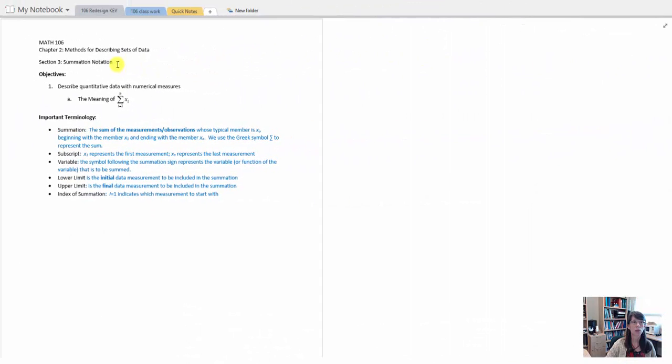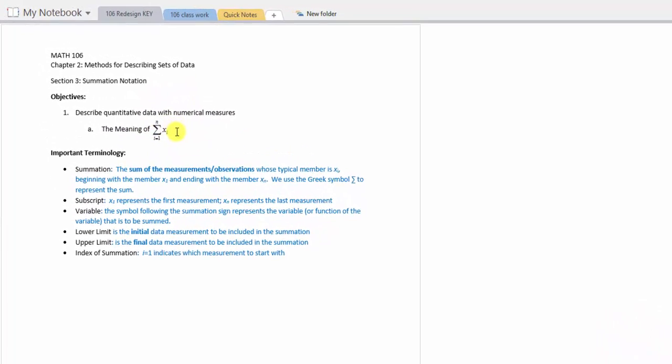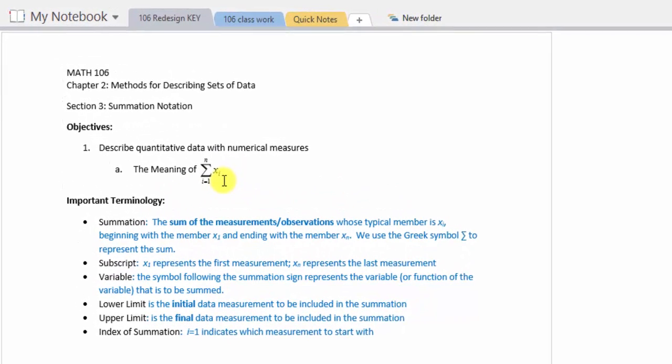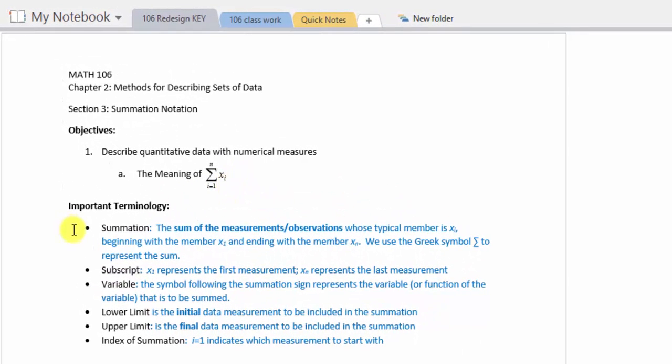This video will talk about summation notation. We'll describe quantitative data with numerical measures. We'll discuss the meaning of the symbols involved with sigma. The important terminology for this section will be summation.